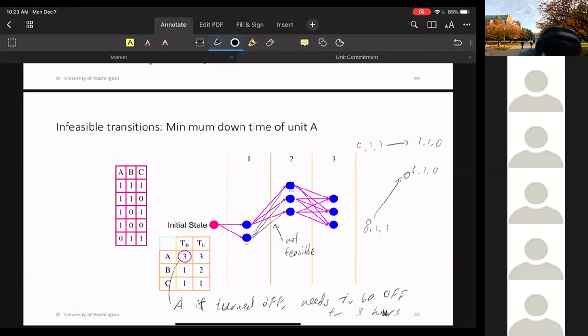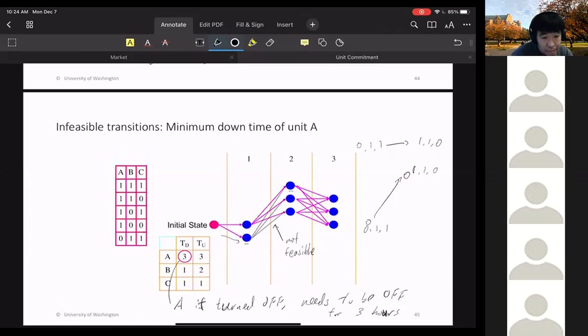Because what happens here is we turn generator A off in this transition. But we're given that if A is turned off, A must be off for 3 consecutive hours. So you cannot immediately turn it back on again. That rules out that path, because it requires turning A off and turning A back on.